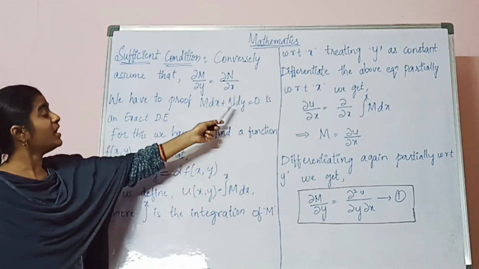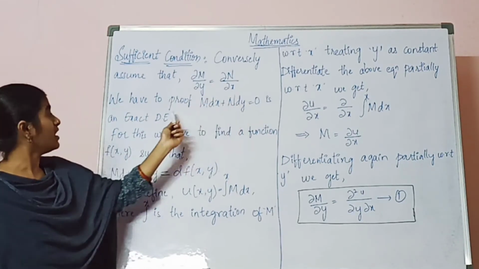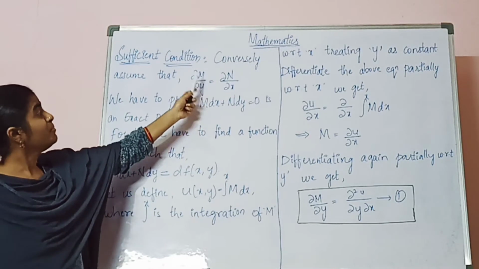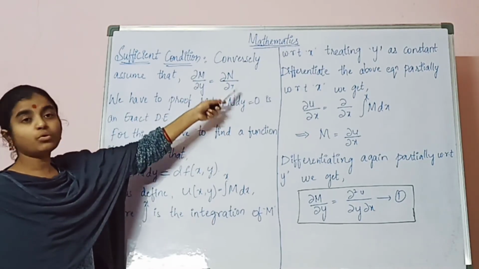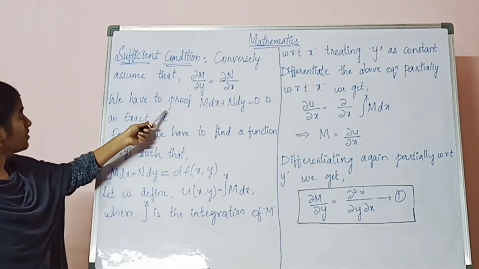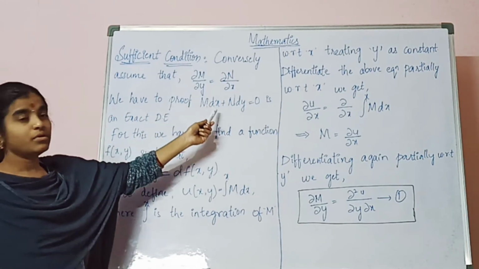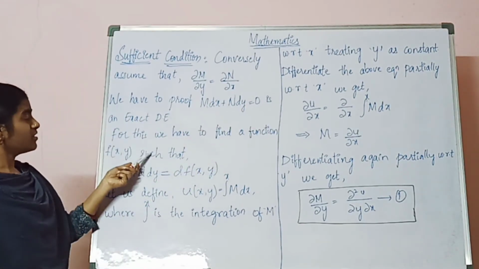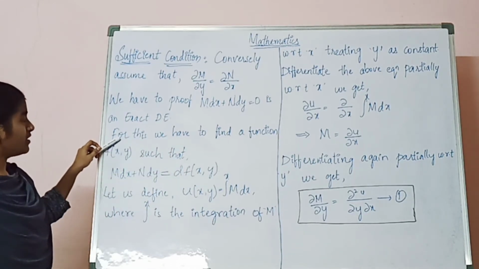M dx plus n dy equals 0 is an exact condition. So in the necessary condition, what have we proved? Dou m by dou y equals dou n by dou x. Now in the sufficient condition we have to prove m dx plus n dy equals 0. For proving this, what do we have to find?